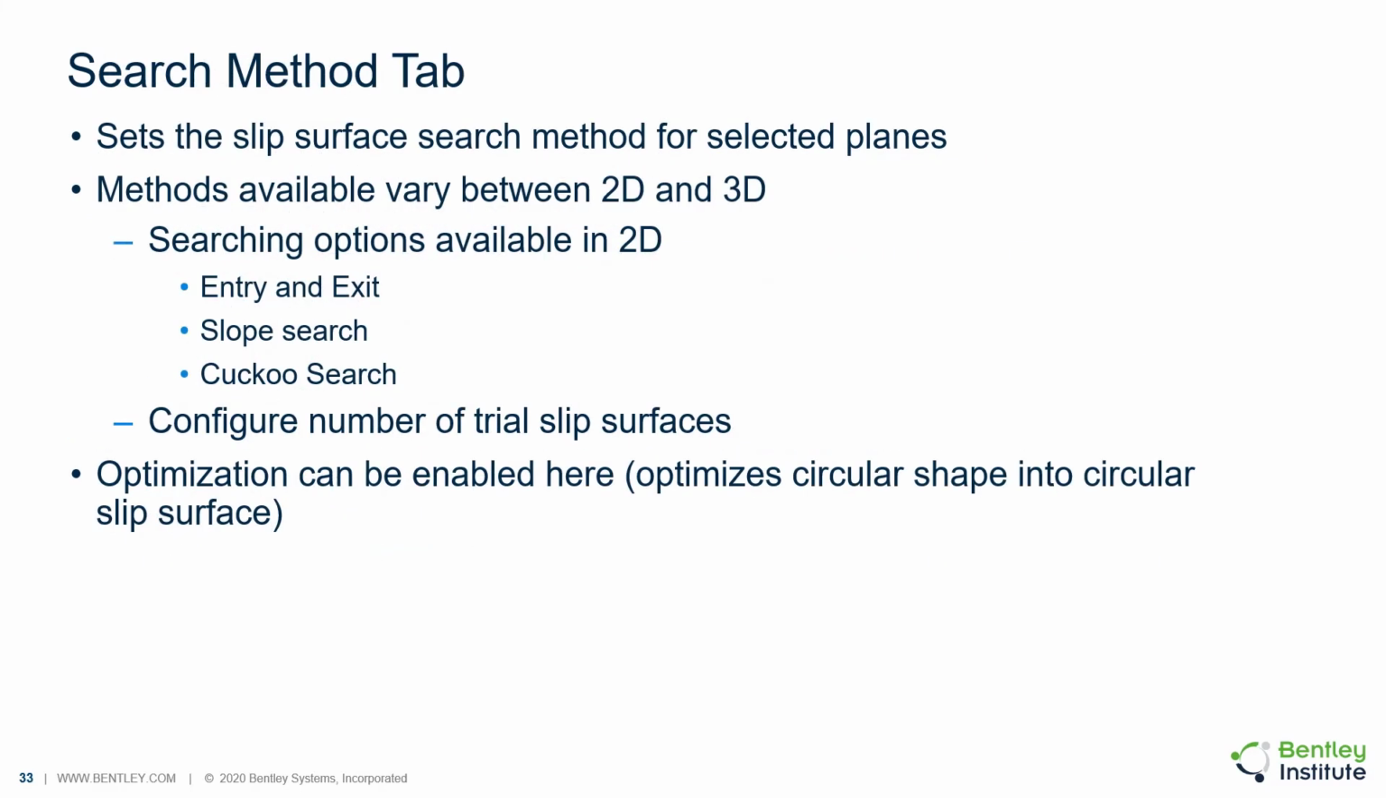The Search Method tab sets the slip surface searching method for each of the selected planes. In 2D, the user has the option of a number of selected methods, including entry and exit, slope search, and the Kukul search. The number of trial slip surfaces will have an impact on the ability of the software to find the critical slip surface. It should also be noted that it's possible to enable optimization such that a circular shape can be optimized into a non-circular shape at any specific location.